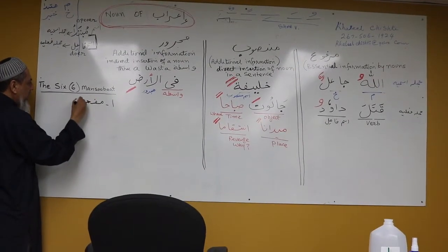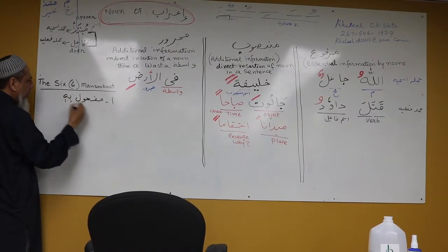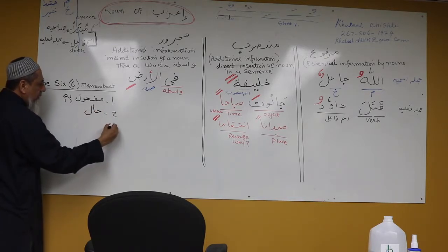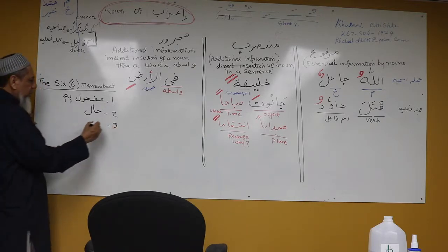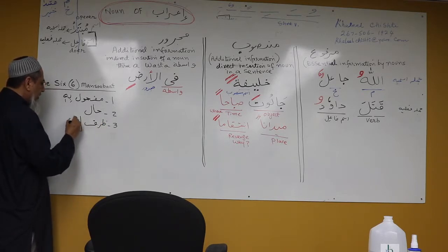Maf'ul bihi. Number two, hal, adverb. No, hal. This is space. This order, say? Zarf. Zarf is of two kinds.